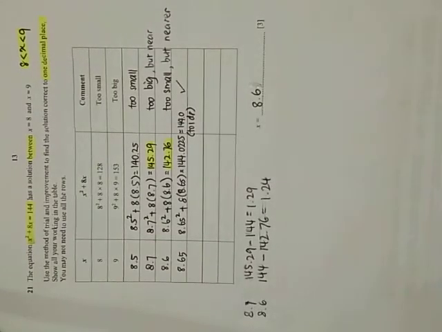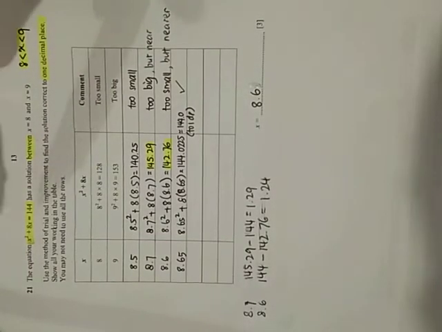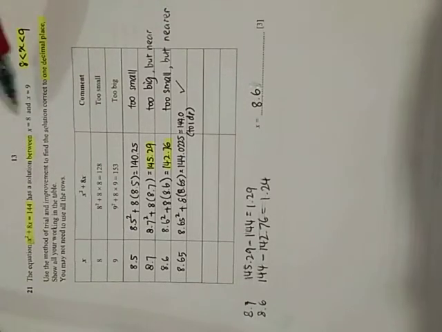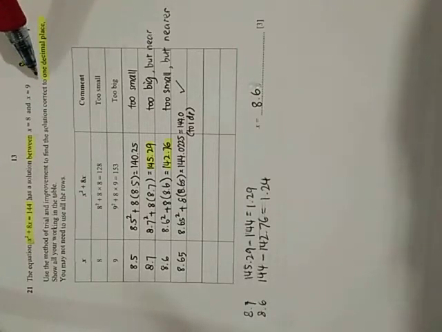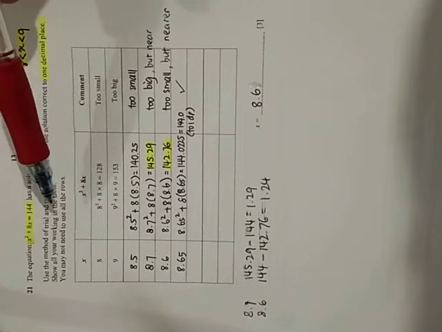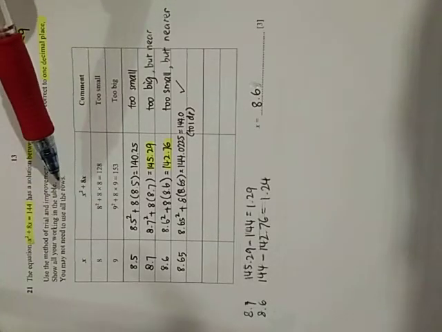Question 21. The equation x squared plus 8x equals 144 has a solution between x equals 8 and 9. So this is by the method of trial and improvement to find the solution. Remember, correct to one decimal place. Show all your working in the table. You may not need to use all the rows.